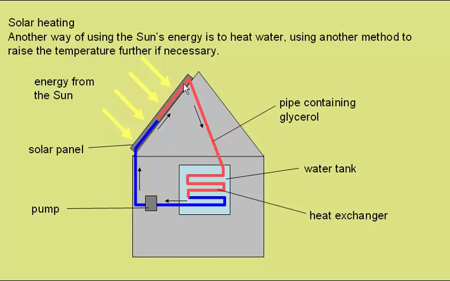As the glycerol passes through the solar panel, its temperature rises. It then comes down here, passing through a heat exchanger in a hot water tank. This again has many twists to maximize the surface area and so maximize the amount of energy exchanged to the water. As the glycerol passes through the water tank, it will cool down, and a pump here will pump it back up to the solar panel to carry on round again.